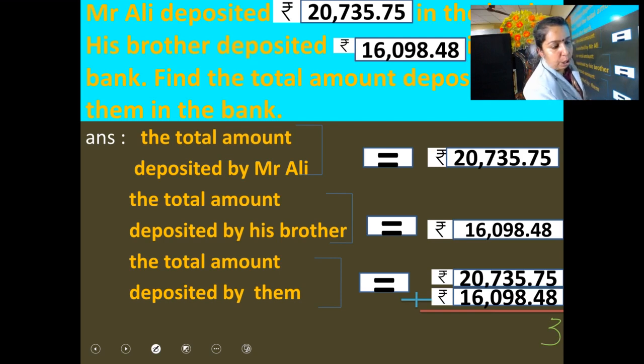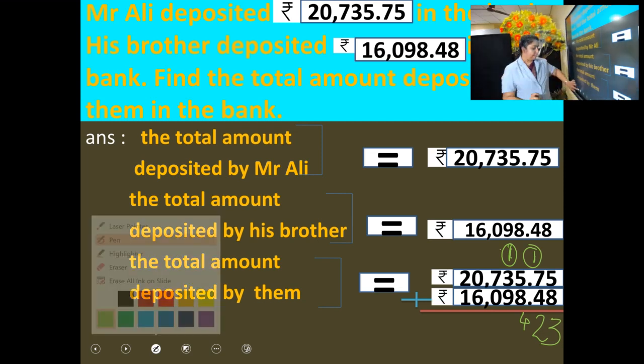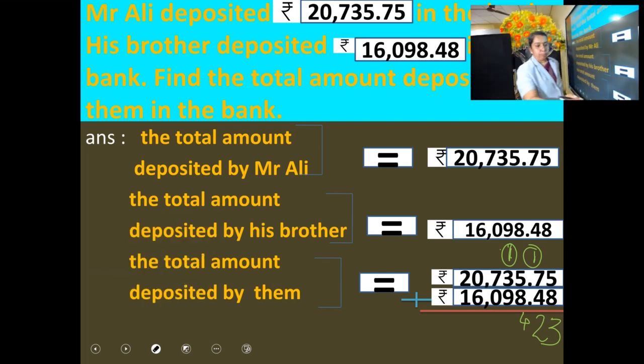Yes, 13. So, carryover 1 is here. 7 plus 1, 8. 8 plus 4 is 12. Again, we are getting the carryover 1. 1 plus 5, 6. 6 plus 8 is 14. Again, we are getting carryover 1. So here is the carryover 1. Here is the carryover 1. Here is the other carryover 1.